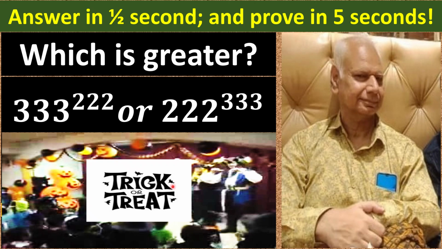Welcome to a number puzzle. Now this question: which is greater? Two numbers are given and the base and the exponent are interchanged. 333 to the power 222 and 222 to the power 333. In both cases the same two numbers, but the base and the exponent get interchanged.